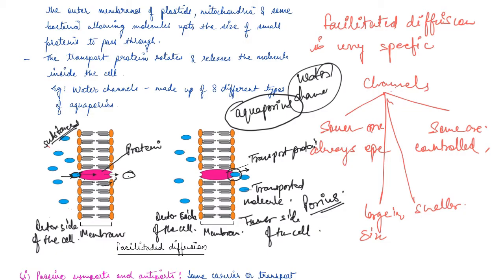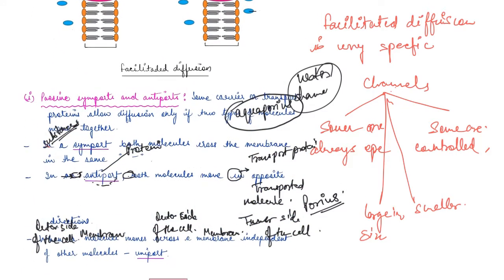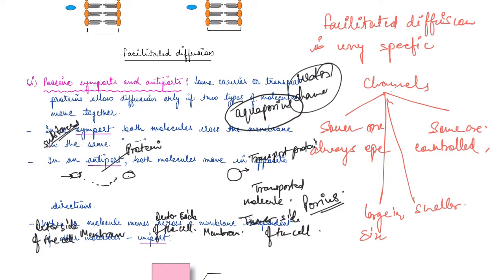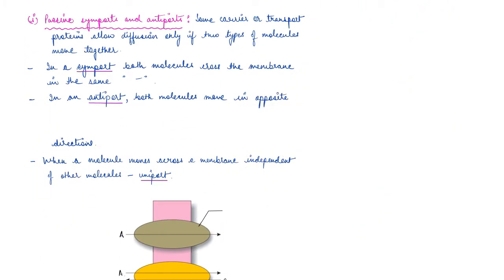So, the first is passive symport and antiport. We'll see what is passive symport and antiport, right? So some carrier or transport proteins allow diffusion only if two types of molecules move together, right? So basically, they'll have to have two types of molecules to be transported, right? So in a symport, remember, both molecules cross the membrane in the same direction.